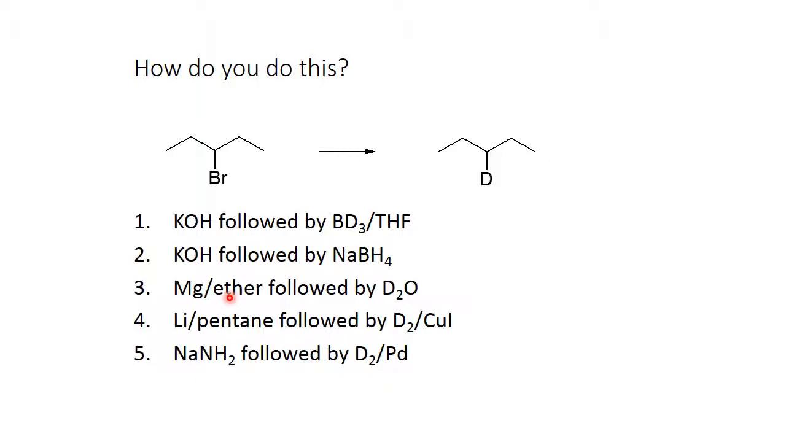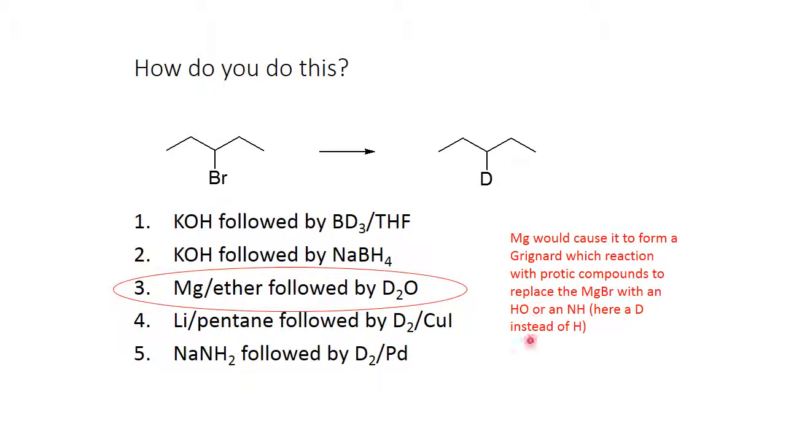Magnesium in ether forms a Grignard reagent, followed by a product, deuterium oxide, which is a protic compound. Remember, Grignard reagents react with protic compounds to put a hydrogen, or here a deuterium, in place of the magnesium. So this is the correct answer.